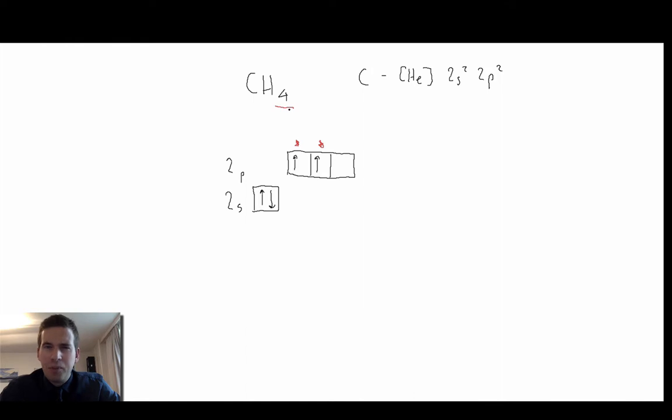So what actually happens? Well, you get what's called expansion. Making 4 bonds is more beneficial to the carbon than making 2. And the energy saved by making those bonds overall allows one of these electrons to be promoted to a different subshell. So one of the 2s electrons is actually promoted to the 2p. So we now have 4 unpaired orbitals.